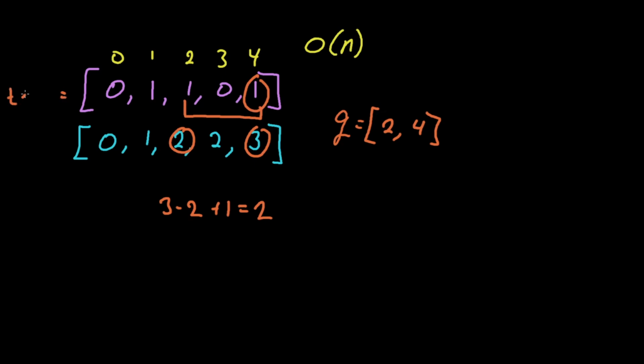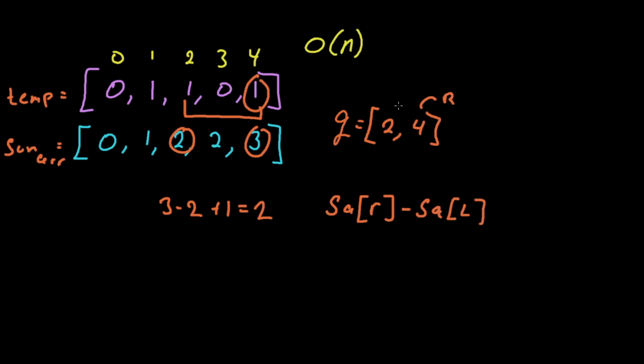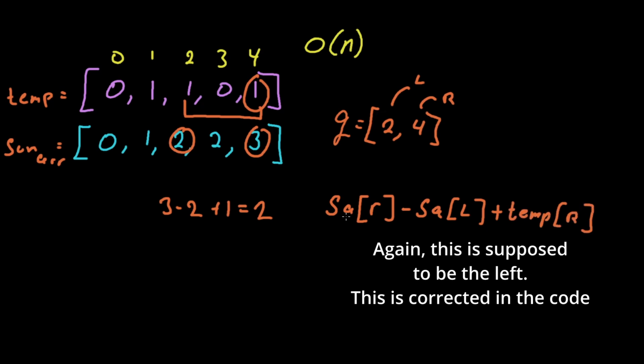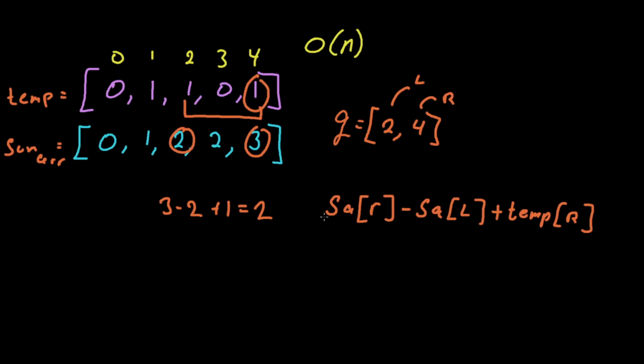So this was our temp array before, temp. And let's just call this some sum array. Our formula is sum array of whatever's on our right, if this is our right, minus sum array of left, if this one's our left, plus temp of our right, then we should be able to get our answer. And this would just be a lookup of 1, and creating this array would also just take n time. So this would give us our O of n solution.